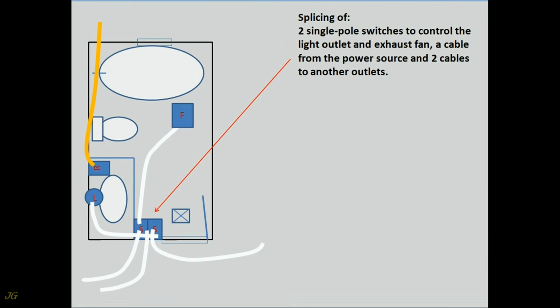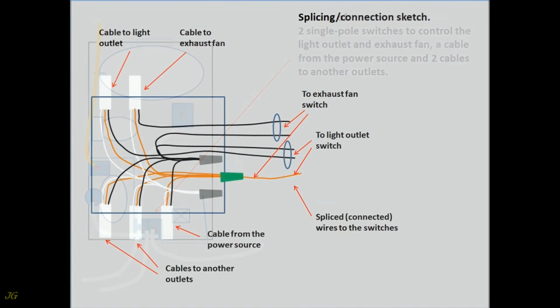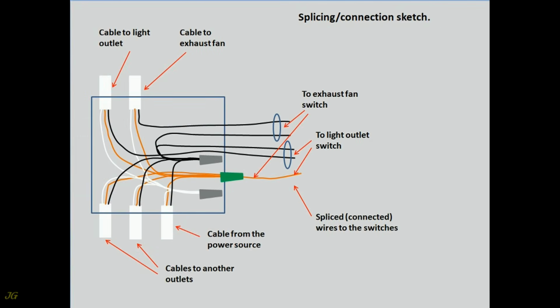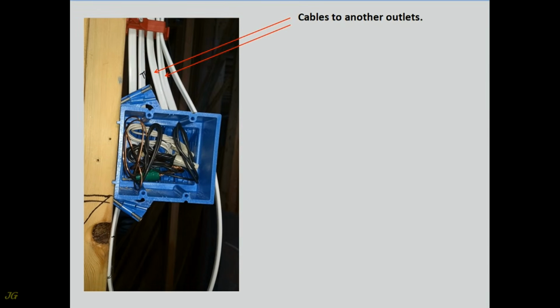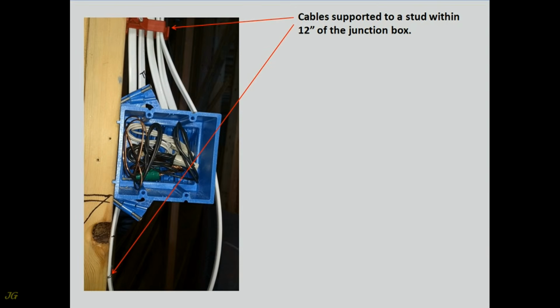Splicing of 2 single-pole switches to control the light outlet and exhaust fan. A cable from the power source and 2 cables to another outlets. Splicing, connection sketch. Spliced, connected, wires. Cable from the power source. Cable to the exhaust fan. Cables to another outlets. Cable to the light outlet. Cables supported to a stud within 12 inches of the junction box.